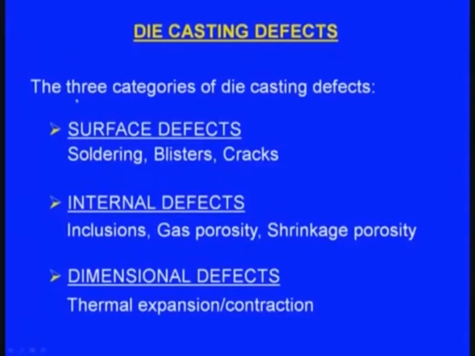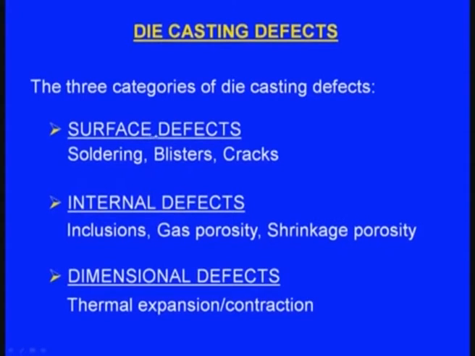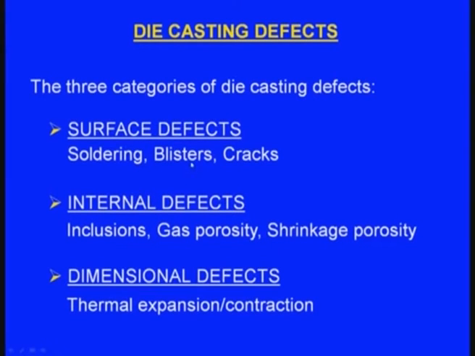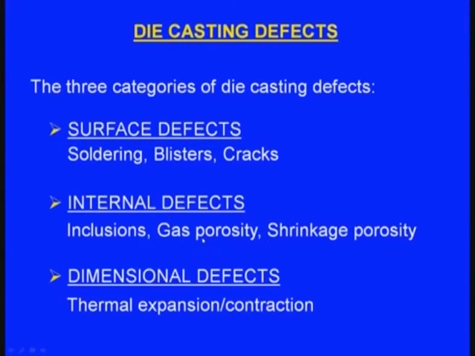Now, we will see die casting defects. What are the defects that are likely to arise in the die casting process? So, there are three categories of die casting defects. First category is the surface defects, second category internal defects, third category dimensional defects. Under the surface defects, we have soldering, blisters and cracks. Under the internal defects, we have inclusions, gas porosity and shrinkage porosity. Under the dimensional defects, there will be thermal expansion or contraction.